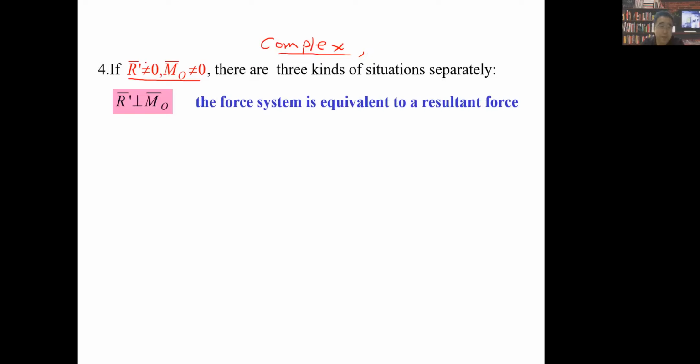So if R prime is not zero and MO is not zero, there are three kinds of situations separately.